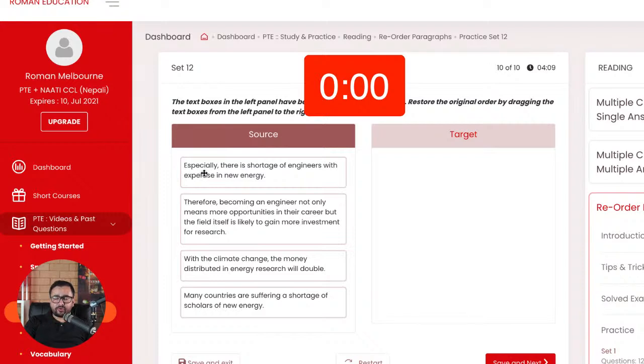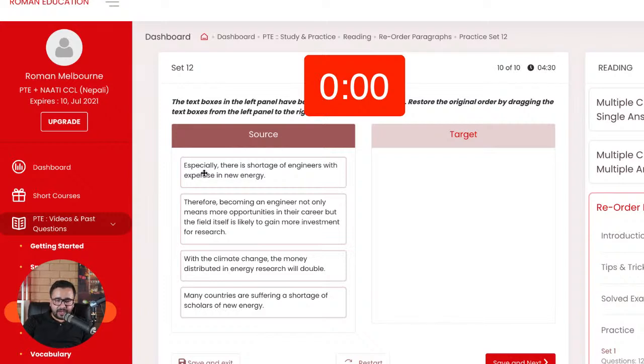"Especially" is used to emphasize a point. When you have already said a general thing and you want to be more specific about something, then you say "especially," because that way you are concentrating on just one part of whatever idea you are talking about, and that's why you use "especially" there. So this cannot be the first sentence.